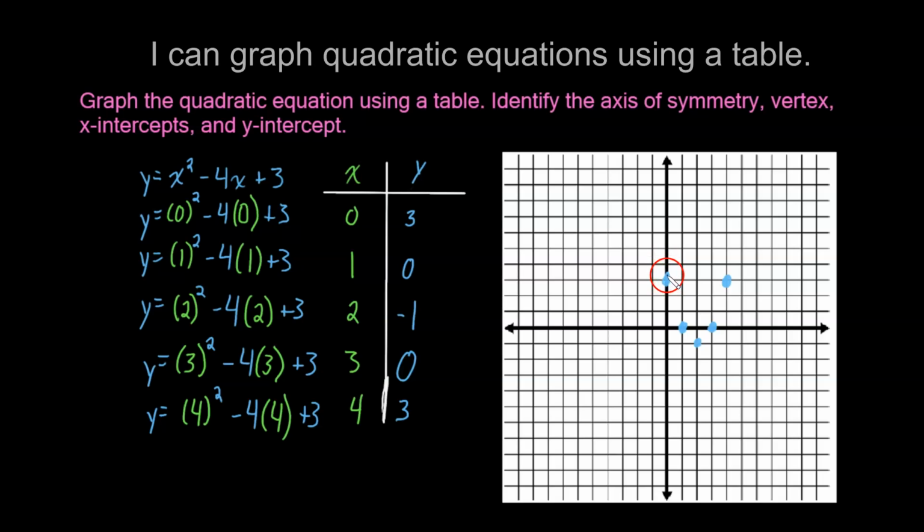And now we just go in and we could graph this table right here. So it looks something like this. This would be our graph of this equation. So now using this graph, we can find out what these other values are for the axis of symmetry, vertex, x-intercepts, and y-intercept. So let's go ahead and do that really quick here.